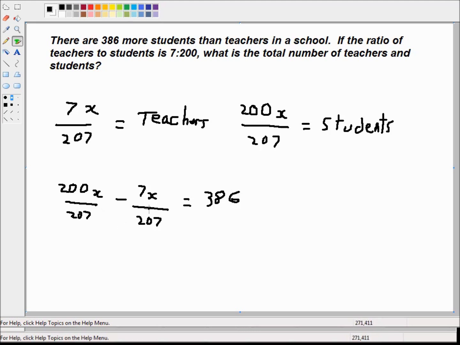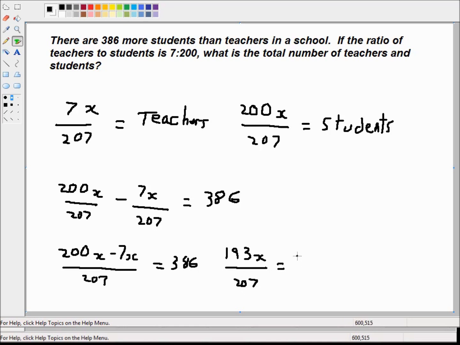Now we can combine this fraction because the two denominators are the same. So it's 200x minus 7x, all over 207, is equal to 386. Now we can combine this numerator here, so 200x minus 7x is 193x. So 193x over 207 is equal to 386.